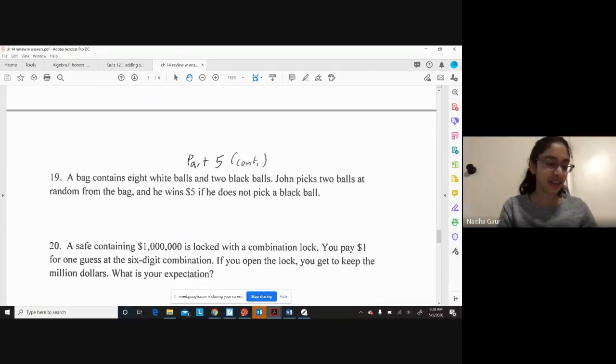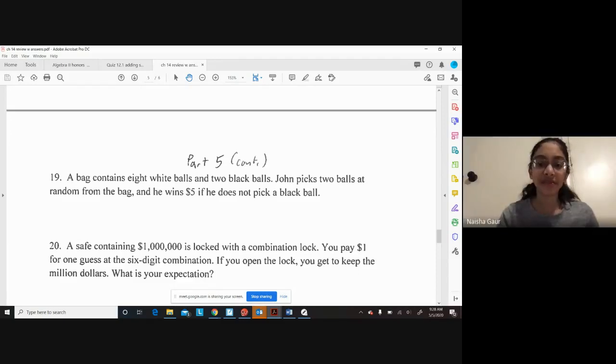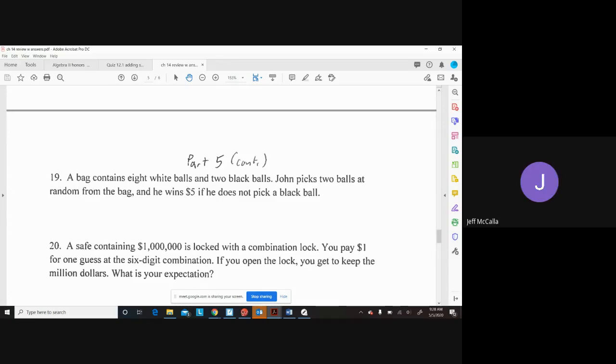On number 19, on the same one, on the review, the answers had the probability as nCr. But you got the same answer. We got the same answer. I think that's because it's the same thing repeated. I like the nCr way better. So I will have to say that.